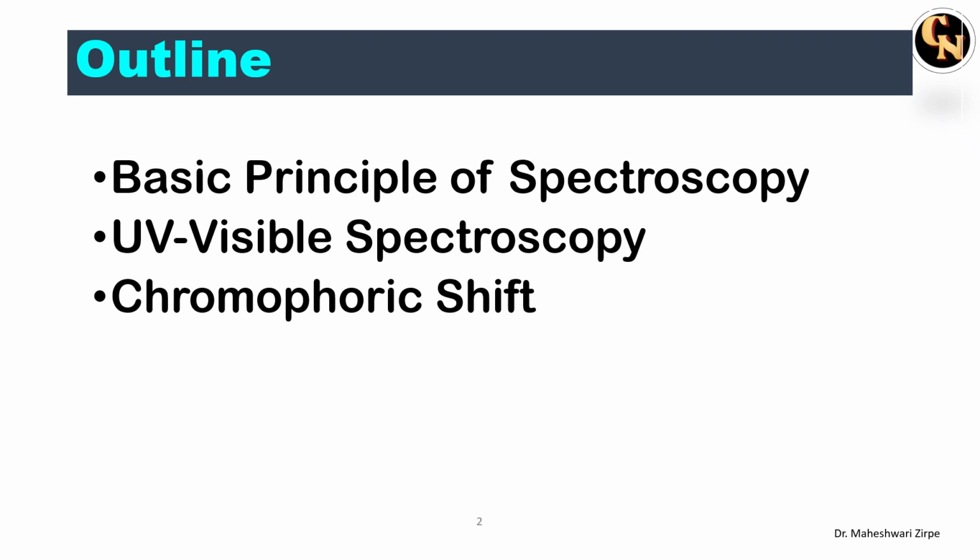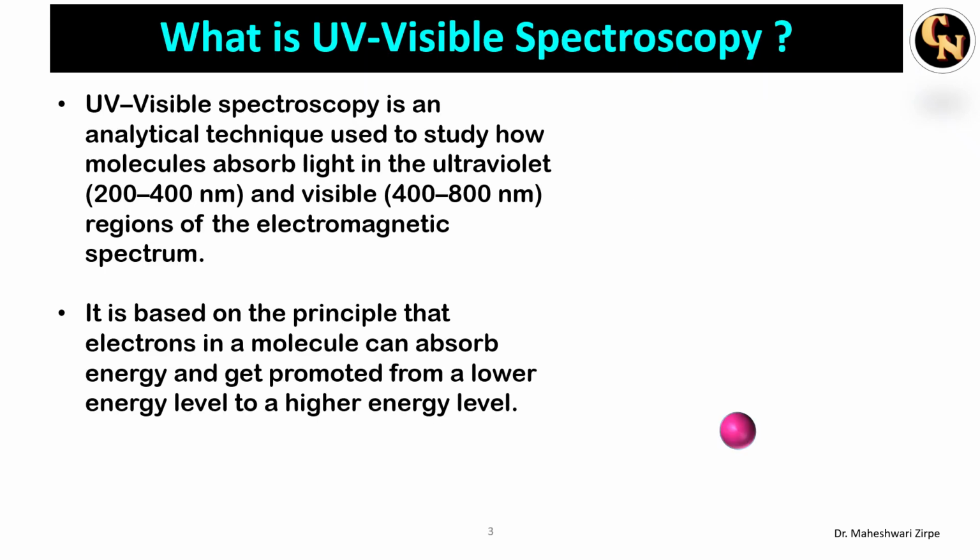In today's spectroscopy series, we are going to study the basic principles of UV visible spectroscopy and chromophoric shift. So let us understand what UV visible spectroscopy is. Basically, UV visible spectroscopy is an analytical technique used to study how molecules absorb ultraviolet light or radiations. Ultraviolet radiations have a range of 200 to 400 nanometers, and visible radiations lie between 400 to 800 nanometers of the electromagnetic spectrum.